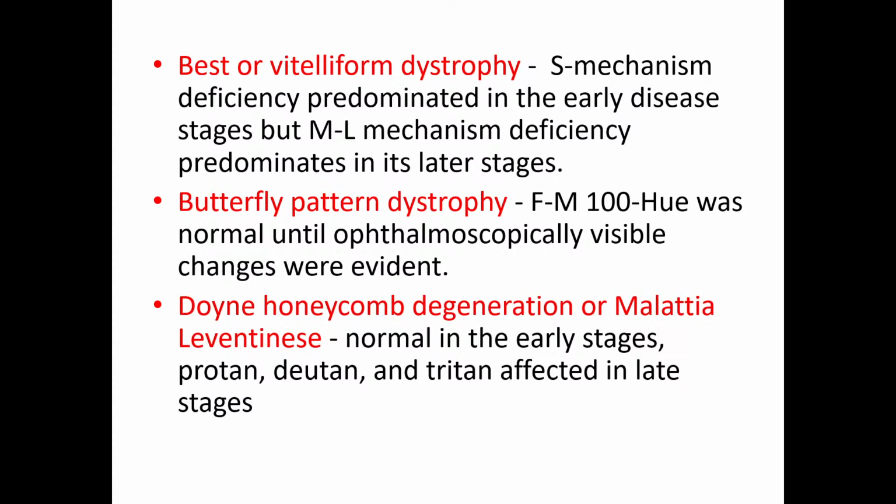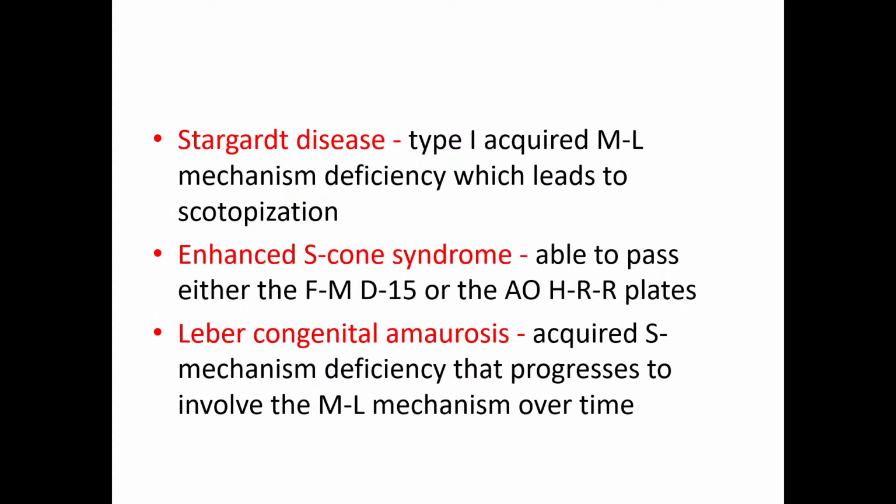Butterfly pattern dystrophy: the 100 hue test is normal until ophthalmoscopically observed visual changes are evident. So when visual changes are evident, the color vision deficiency will be there, otherwise it will be normal. Doyne's honeycomb degeneration is normal in early stages, but all three colors may be affected in the late stages. In Stargardt disease, a type 1 acquired red-green deficiency will be there. In the later stages there will be scotopization, where the rods come into play in daylight.